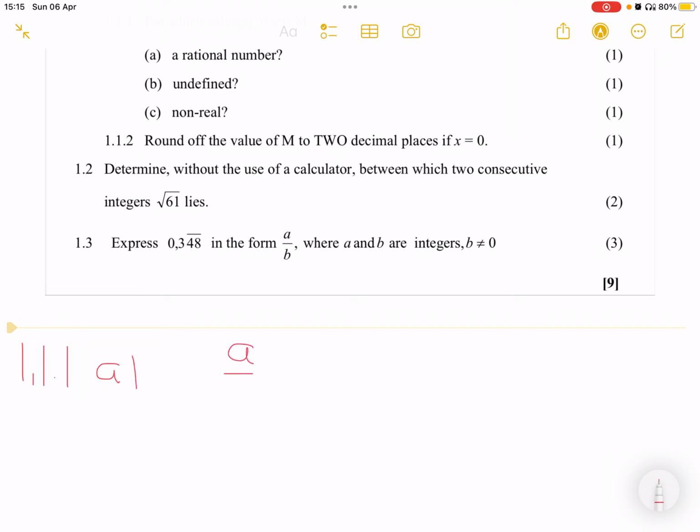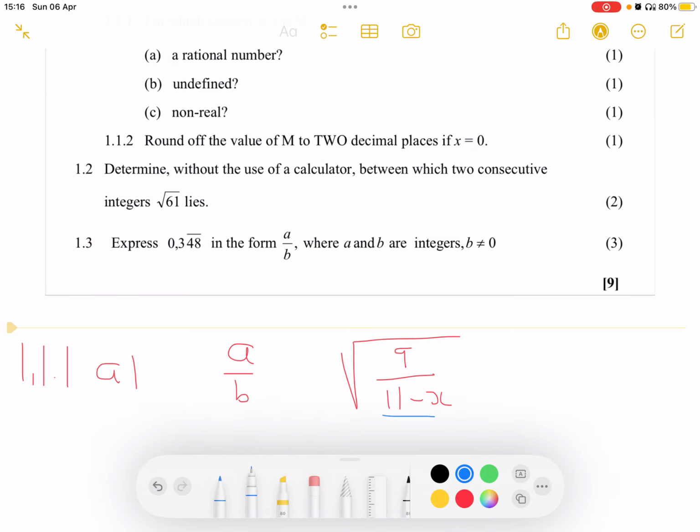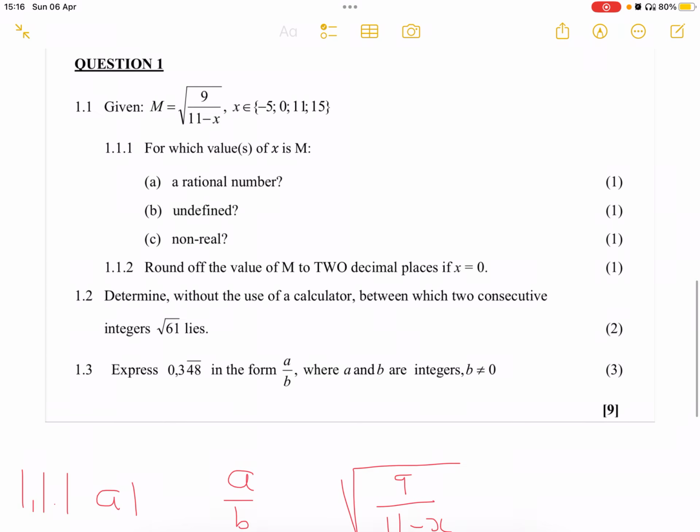Remember, a rational number is a number that can be turned into a fraction a over b, whereby a is an integer and b is an integer. So we want to make our expression an integer. Already, m has a 9 over 11 minus x. So basically, we will have to change our value of the denominator here in order for it to become an integer. So how will this one become an integer? We're going to go by trial and error first.